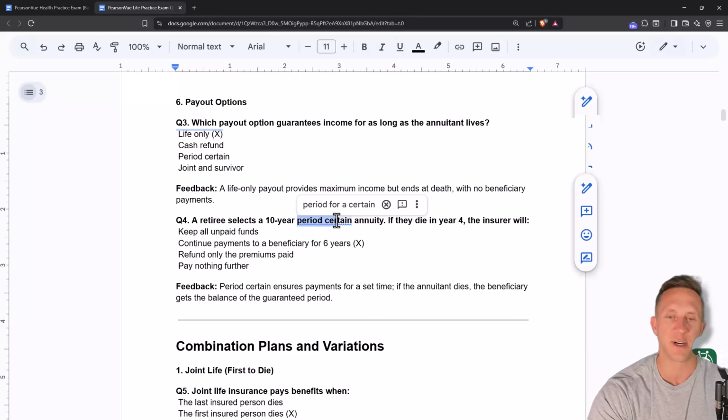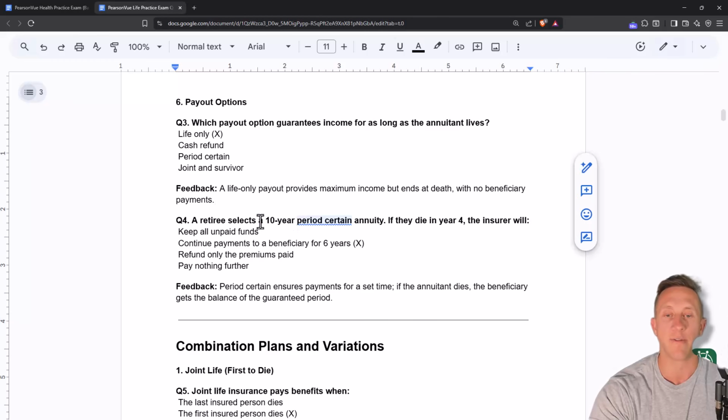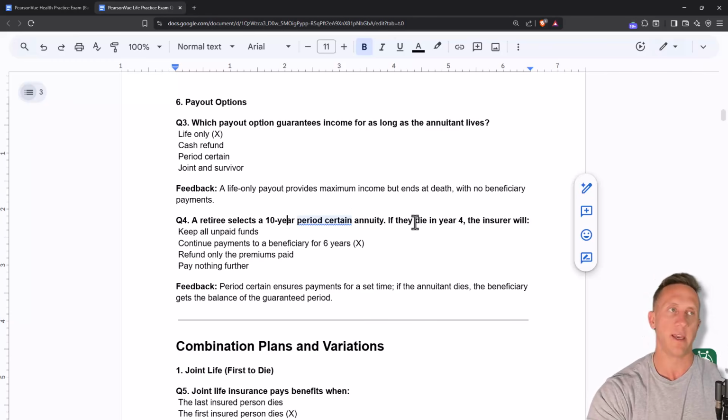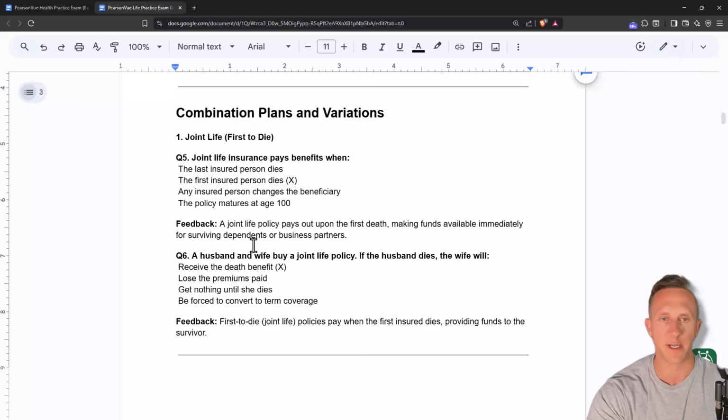So period certain means for a certain period of time. So the 10-year, I'm going to select a 10-year. So for a certain period of time, which is 10 years here, I'm going to receive payments. And if I die before that period of time is over, then the remaining payments get sent to my beneficiary. So the payments would continue for 6 years. Refund only the premiums paid, not true, and then pay nothing further, that's not true.